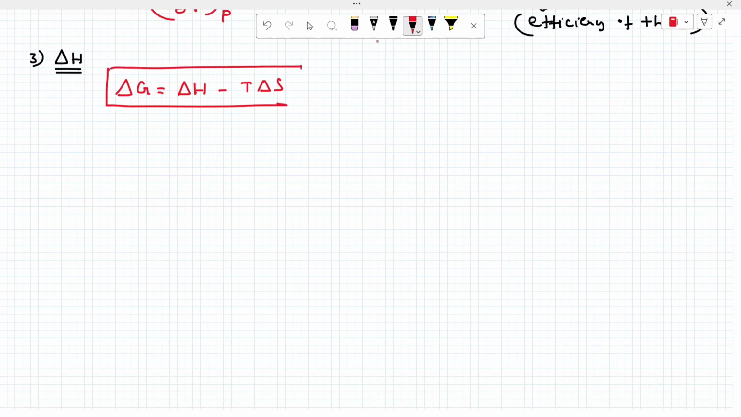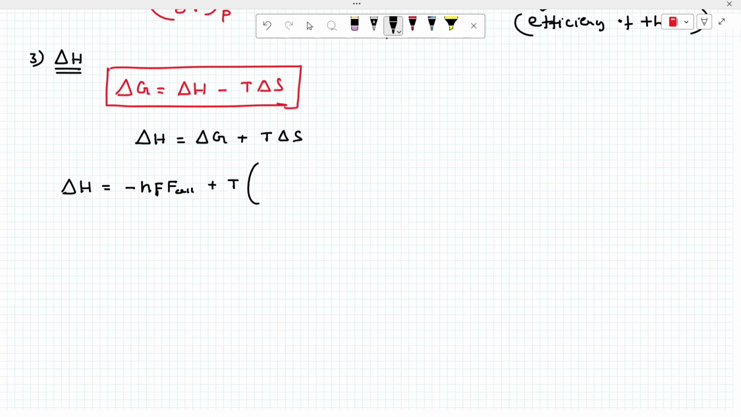Now we know delta G தெரியும், delta S தெரியும். Delta H கண்டுபிடிச்சலாமா? Very simple. Therefore, delta H equal to delta G plus T delta S. Yes or no? Now we know delta G. Therefore, delta H equal to delta G minus nF E cell, plus temperature.